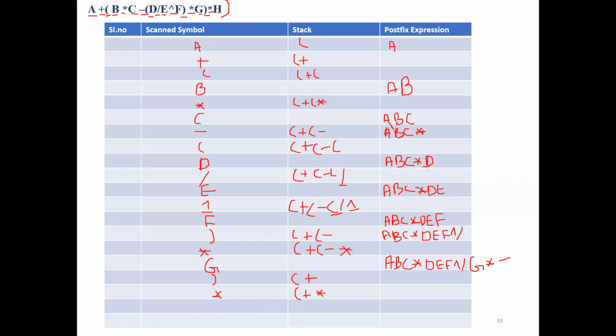What is the next symbol scanned? H, right? H is the next, which is an operand. You know that we will be printing it onto the display. So after this, we will be printing H also. Now what is the next symbol? We have inserted one right parenthesis at the end, right? So now we are going to read that.